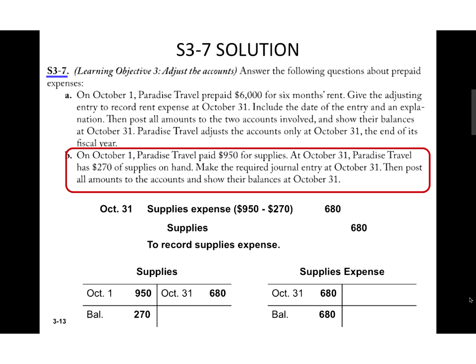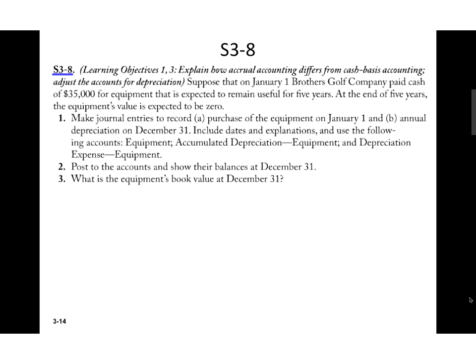Okay, we have a whole bunch of adjusting journal entries to go through, so we're doing homework. So that was the first homework problem. Okay, any questions on that before we move on? Okay, we're doing another homework problem next, coming up, and it's 3.8.